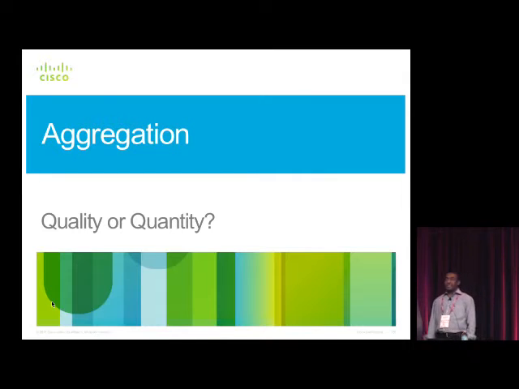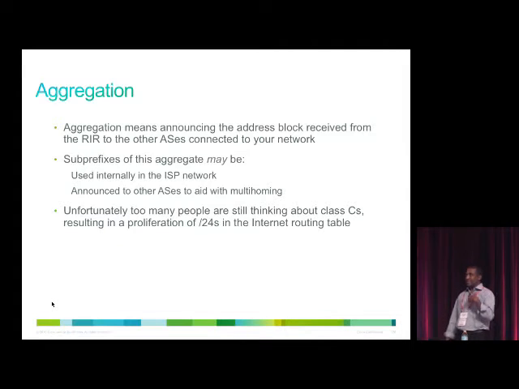Aggregation, quantity versus quality. When you have prefixes, you can aggregate them. Normally, when the prefixes are assigned from a registrar, you split them and assign them to different customers and to different parts of your network. Internally within your network, there will be sub-prefixes. But when they are advertised to external peers, they should be advertised as aggregates instead of sub-prefixes. That improves stability. That improves convergence, both for your customer as well as for the internet.